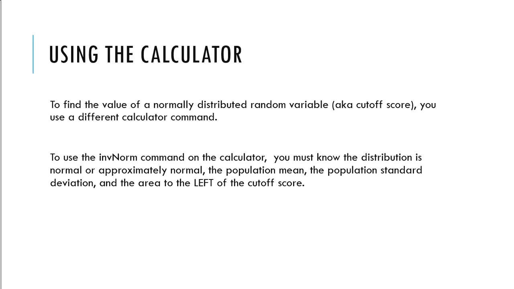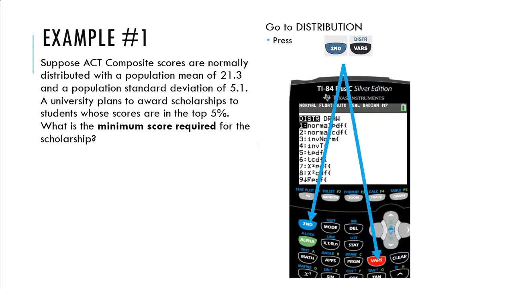Okay, so when you use the calculator to use the inverse norm function, you need to know the distribution is normal or approximately normal, the population mean, the population standard deviation, and the area to the left of the cutoff score. So here's an example.